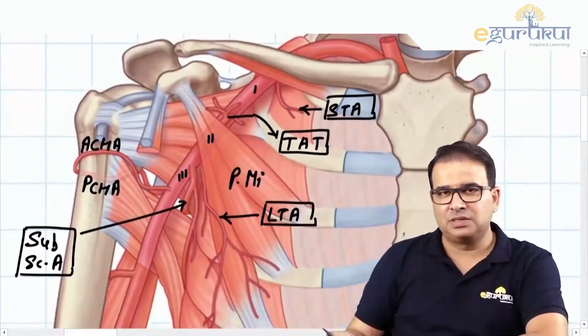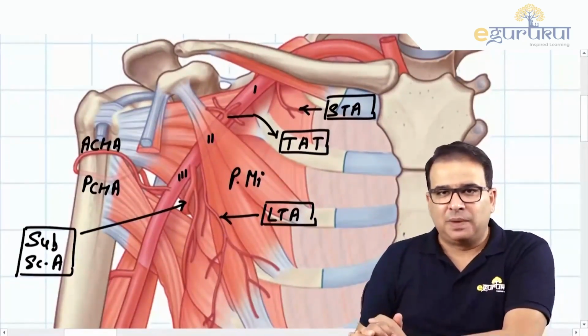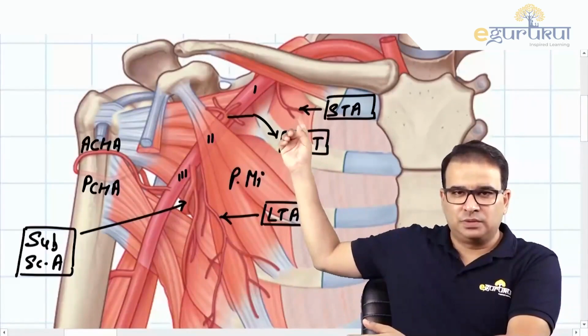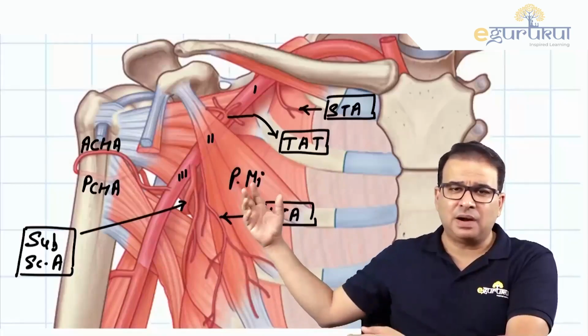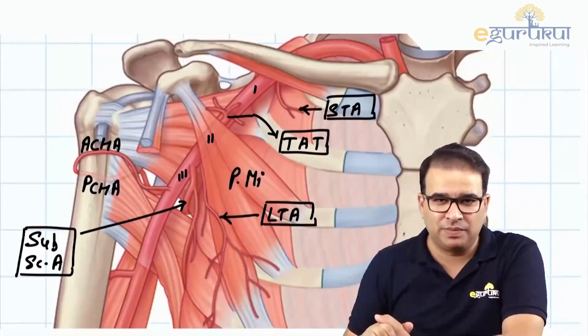So these are the branches coming from the third part of axillary artery. Superior thoracic artery, we got a thoracoacromial trunk and lateral thoracic artery from the second part, and from the third part you can see the 3 branches coming out from there.